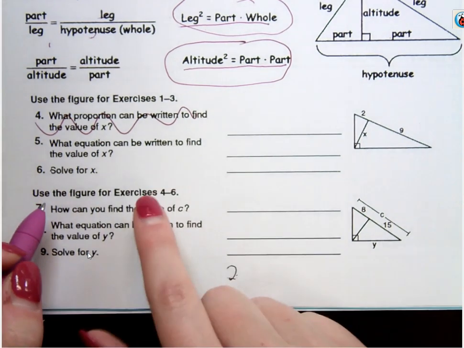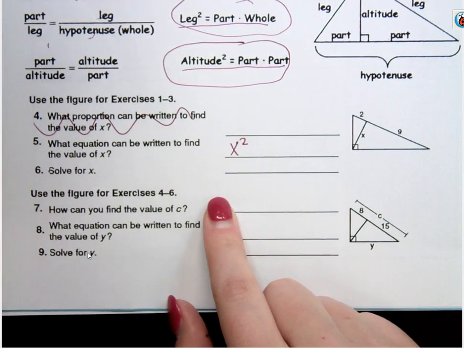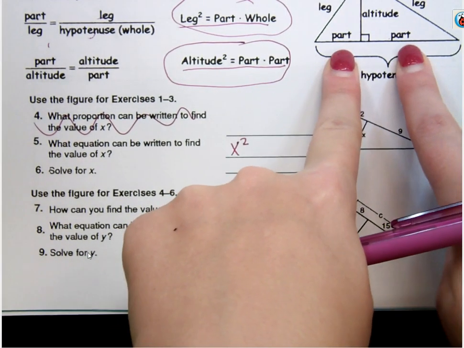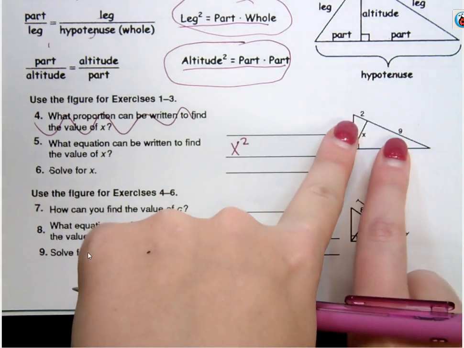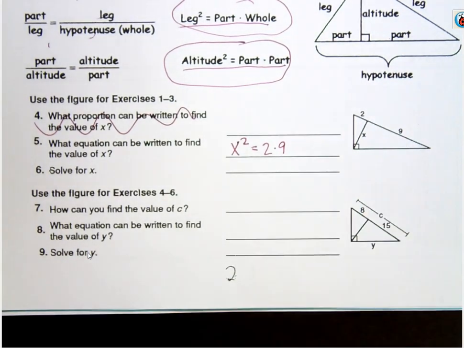What equation can be written to find the value of x? It's our altitude squared. So our altitude is x squared, equals part times the part. If we look on our little cheat sheet, the parts are these two right here. So we have to find those numbers here. So x squared equals 2 times 9.